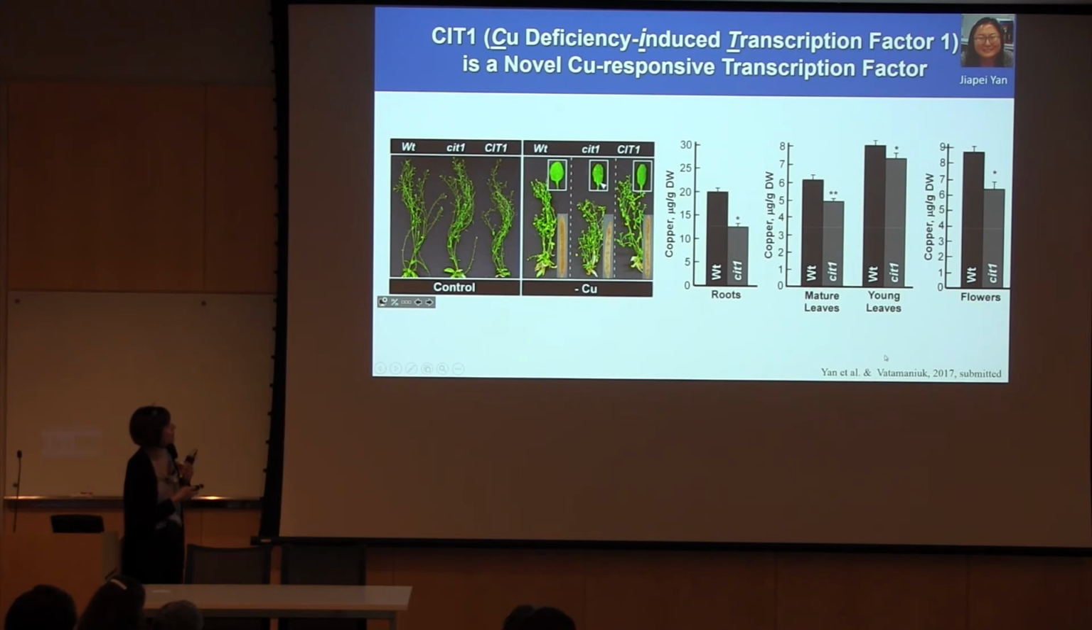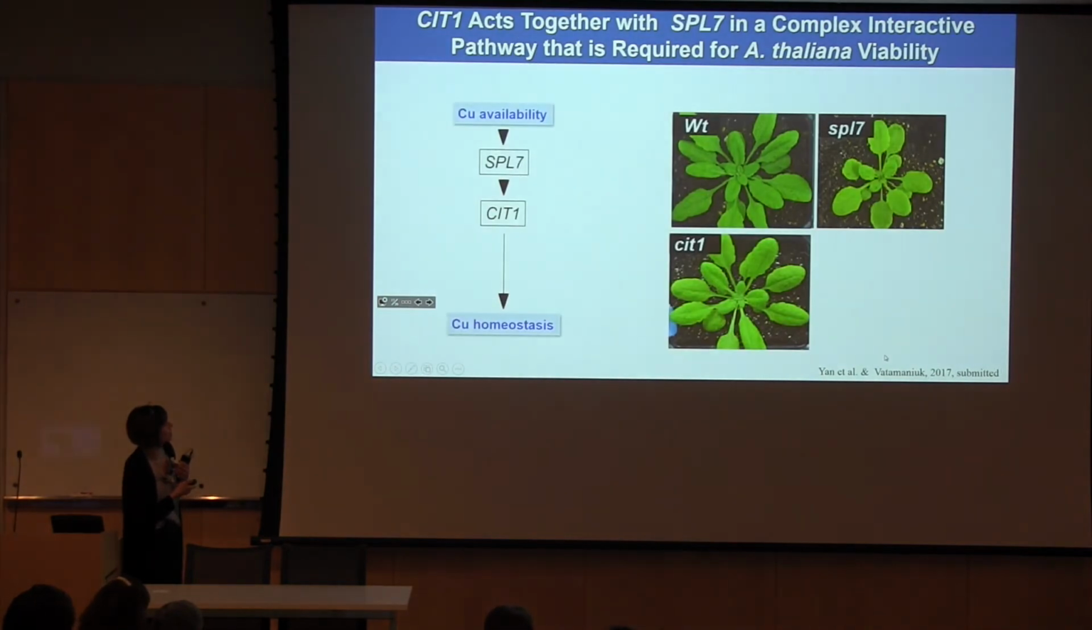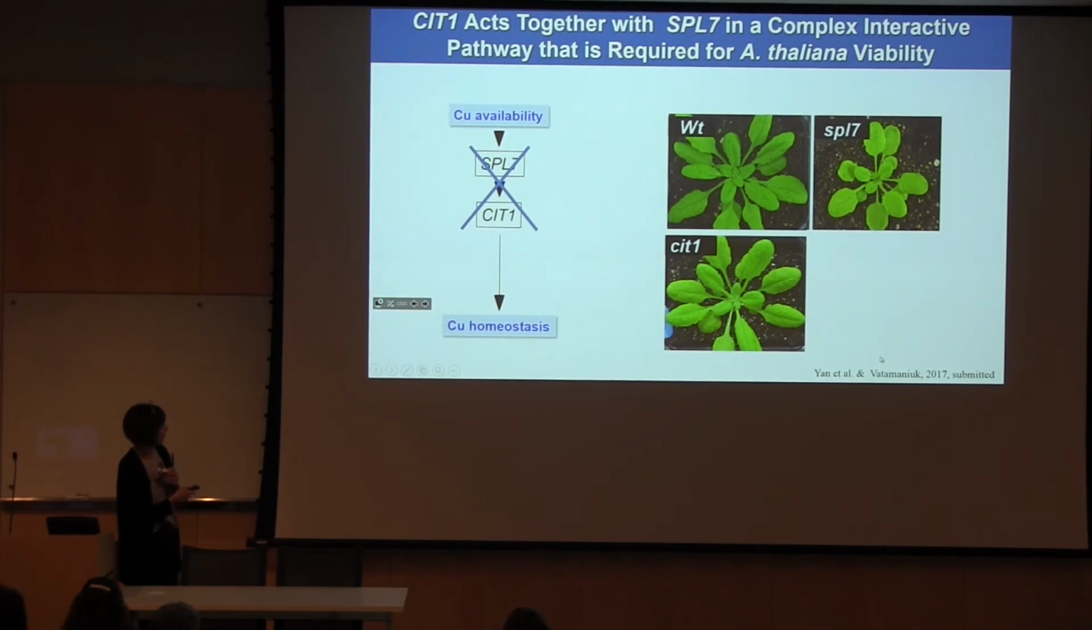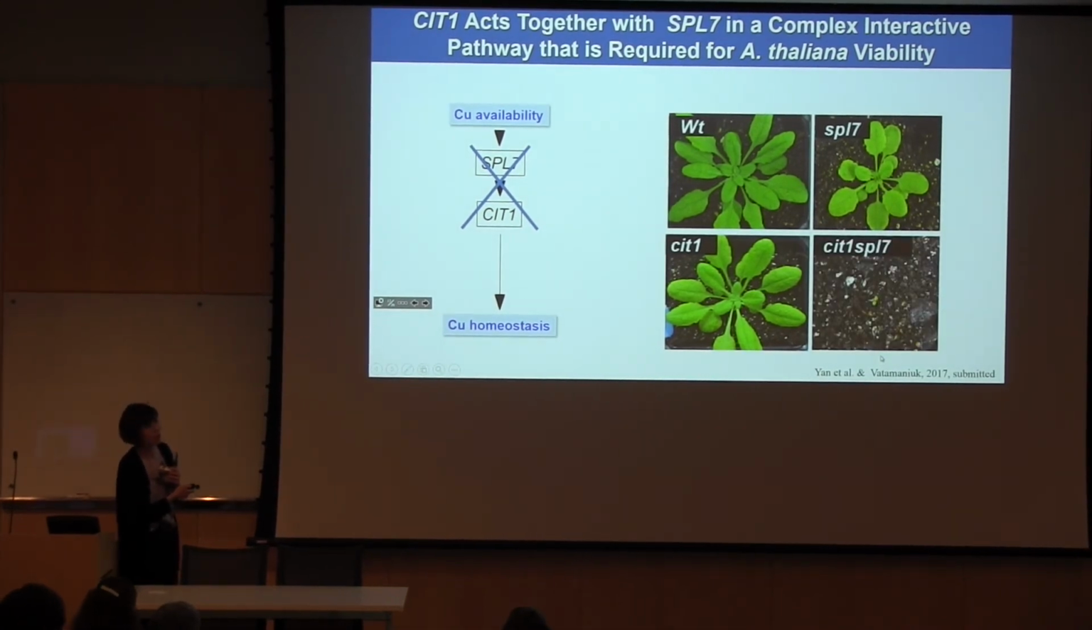Next we decided to see whether there is a relationship between this newly identified transcription factor CYT1 and the previously known transcription factor SPL7. Our rationale was that if these two transcription factors work in the same pathway, then in a double mutant we should see an SPL7-like phenotype, which is smaller growth under limited copper condition. But that's actually not what happened.